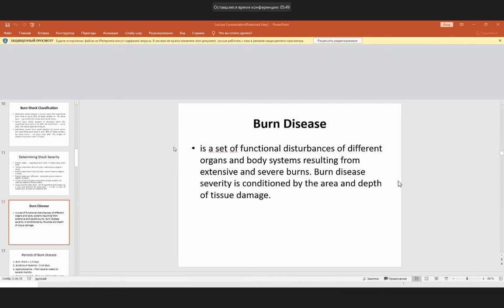Burn disease is a set of functional disturbances of different organs and body systems resulting from an extensive and severe burn. Burn disease severity is conditioned by the area and the depth of tissue damage. 4 periods are recognized in the clinical course of burn disease.